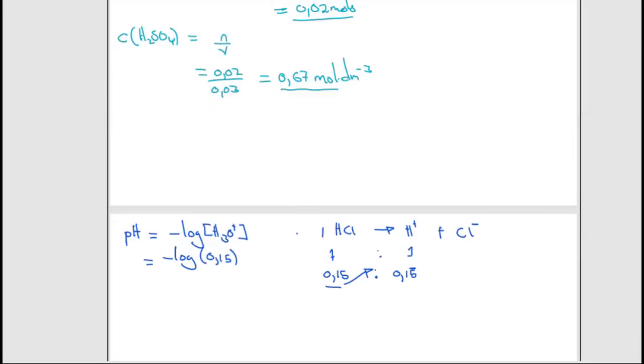So this is equivalent to my pH there. If I say minus log 0.15, I'm getting a value of 0.82. So my answer there is 0.82. Remember, pH does not have units. So that's how we are going to answer it.